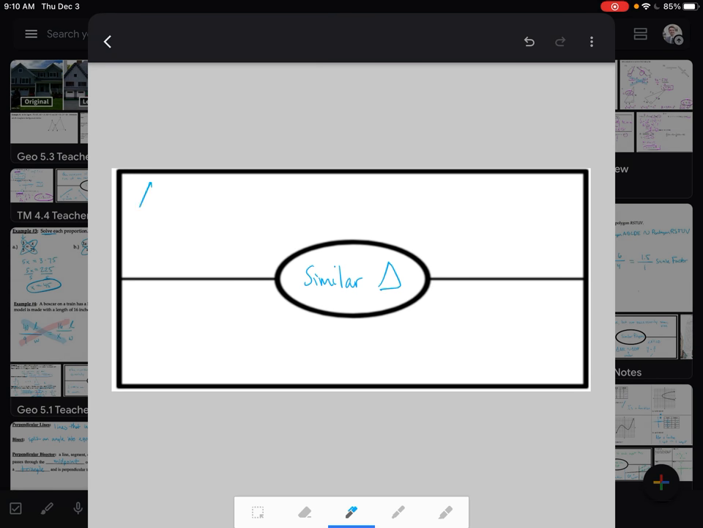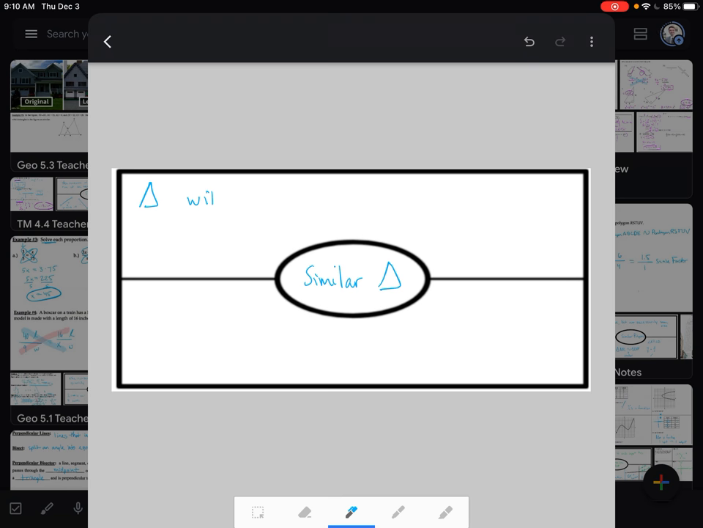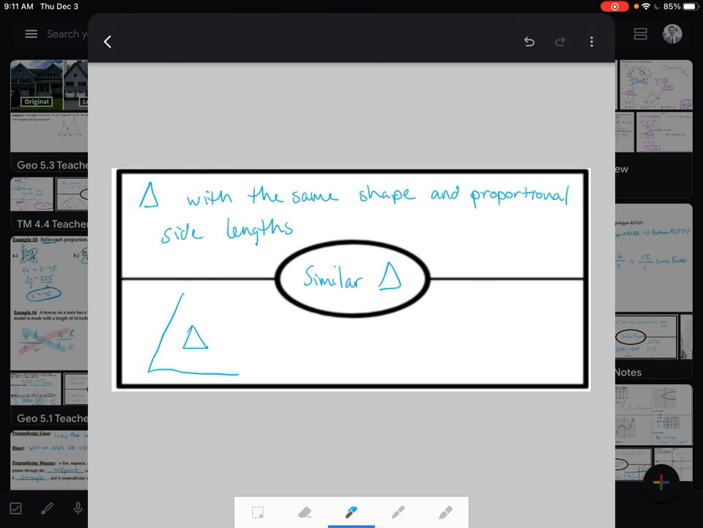This is just when we have triangles with the same shape and proportional side lengths. The idea behind this, again, is that it is the same basic idea. It's just one is really big and one is really small. Sometimes they're closer in size, but again, they have all the angles the same. It's just the sides are a little bit different.